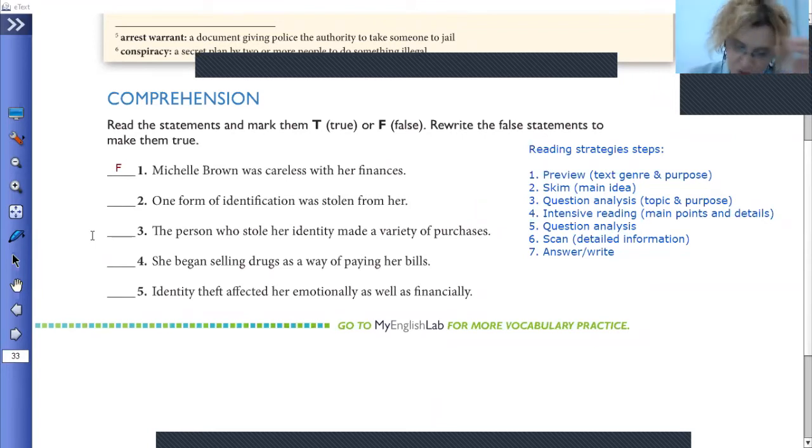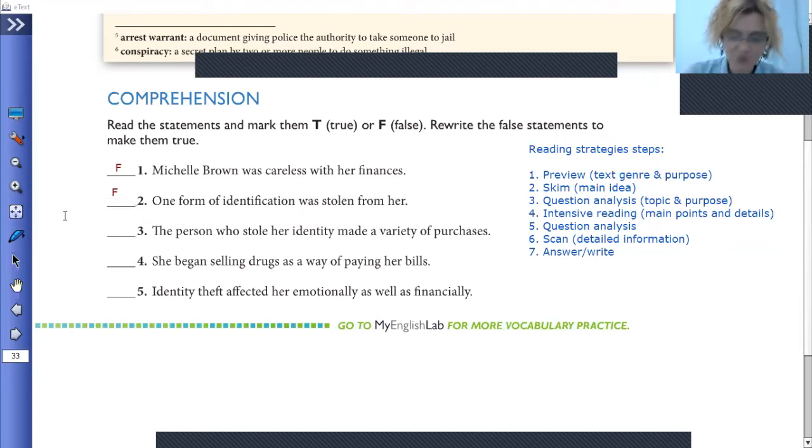Great. Okay, number 2, I'm gonna go to Winona. Good morning. Hello, Winona. Hey, can you do number 2 for me? Yes. Awesome. Number 2, one form of identification was stolen from her. I think it was true. Yeah, I can understand why you say that, because we know that identification was stolen, but it was not just one. Here it says one, and there were multiple things stolen.